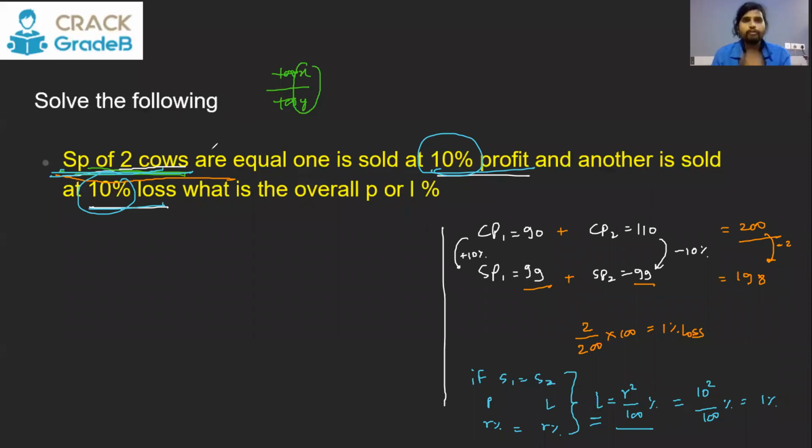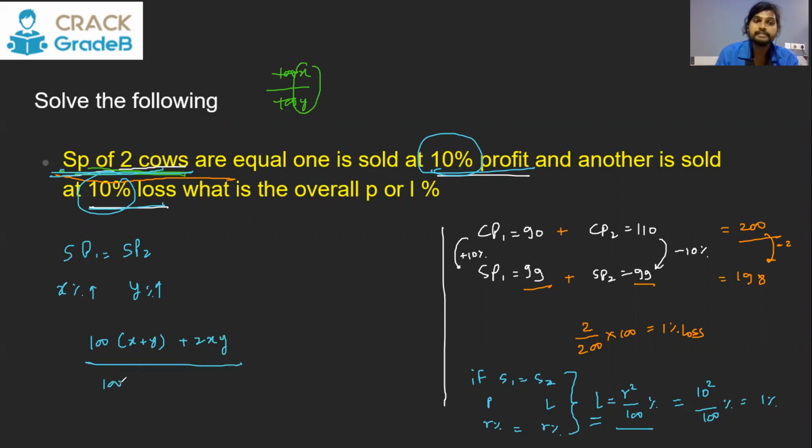So what the formula says is, if selling price of first article is equal to selling price of second article, first is sold at X% profit, another is sold at Y% profit, then there is always a profit of 100 times of X plus Y plus 2XY upon 100 plus X into 100 plus Y. This is the resultant or overall profit percent.